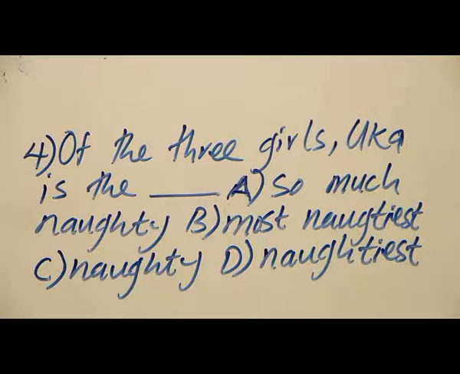Then we have option C now. Of the three girls, Uka is the naughty. We can't use the base adjective when you are talking of a comparative or superlative adjective, and naughty is the base adjective. So that rules out option C. Option D is our answer, which has the superlative form of the base adjective naughty, naughtiest. Why do we pick est instead of most? The word naughty is a disyllabic word ending in y, and the rule is that a disyllabic adjective ending in y takes est. So of the three girls, Uka is the naughtiest is our answer, option D.